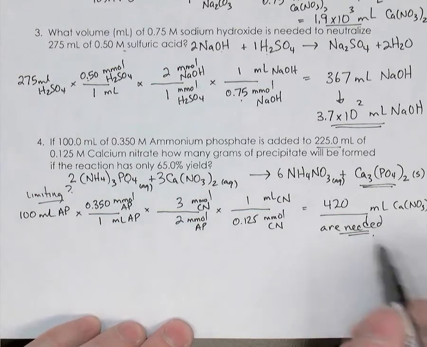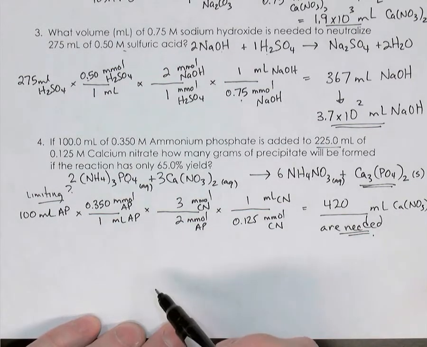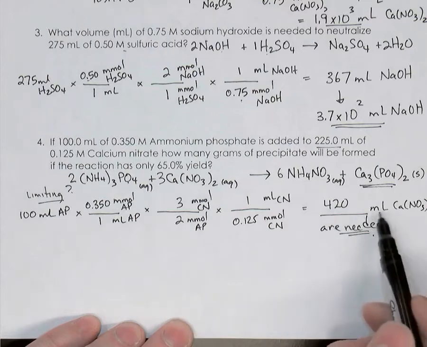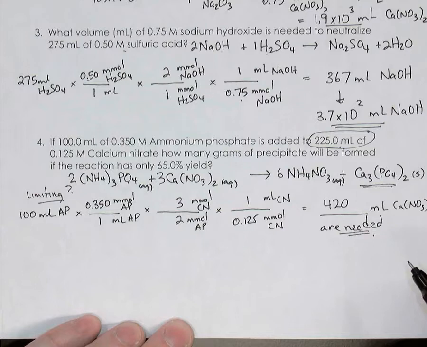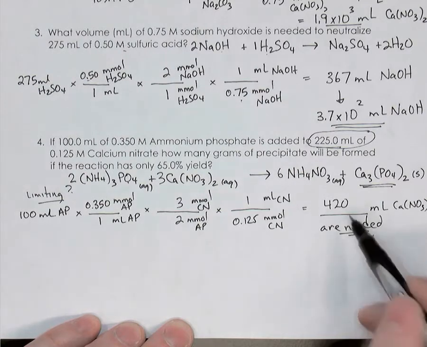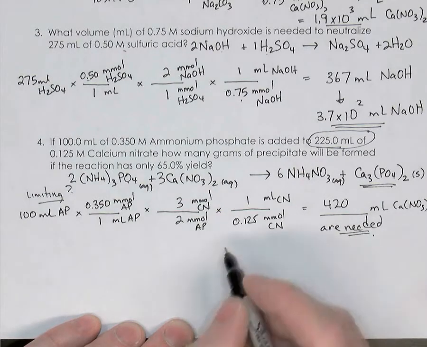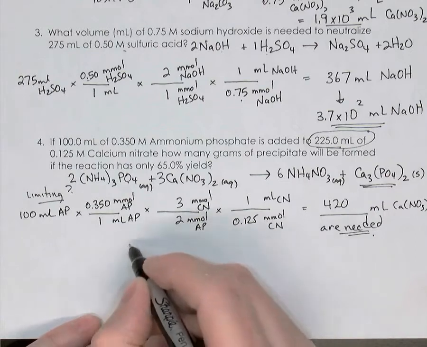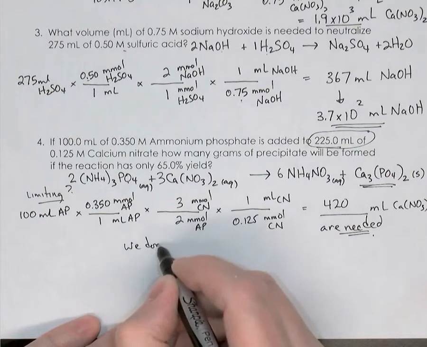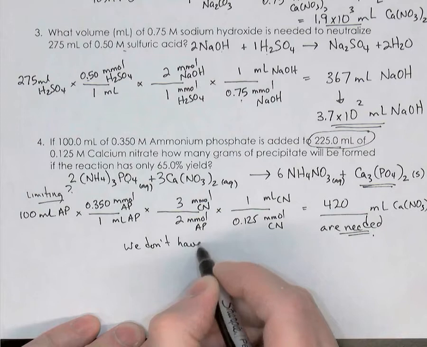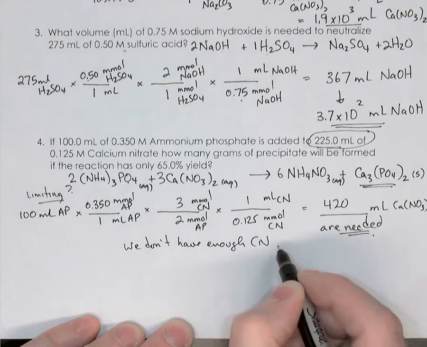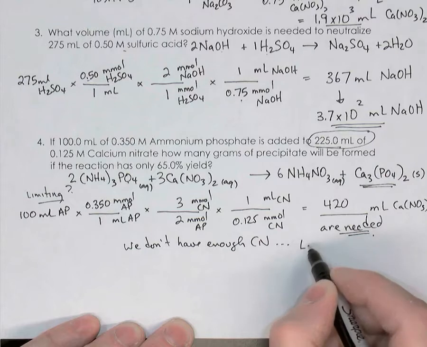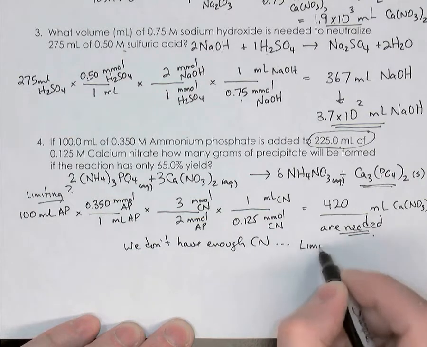of the ammonium phosphate. Now, how much calcium nitrate did we have? Well, we had only 225 milliliters, but we need 420. So since we don't have enough calcium nitrate, the calcium nitrate is going to get used up. So it's going to be the limiting reagent.